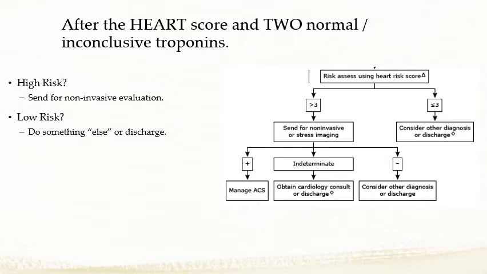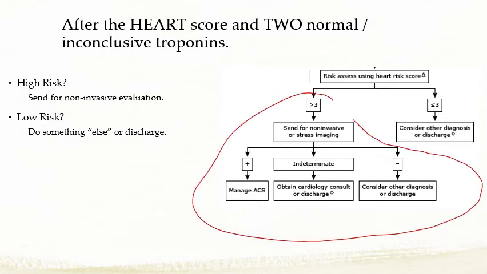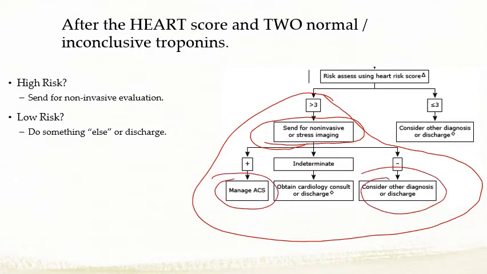Where it gets tricky again is this whole section right here, right? Greater than 3, but you still don't have any positive troponins. So obviously another thing to do here is you can get a 3rd set of troponins at this point to see if they turn positive, but if they don't become positive, you still have to figure out what to do. So we're going to be sending the patient for non-invasive or stress imaging, okay? And so based on this, we can at least determine whether or not the patient needs to be managed as an ACS, or if we can discharge them, okay?